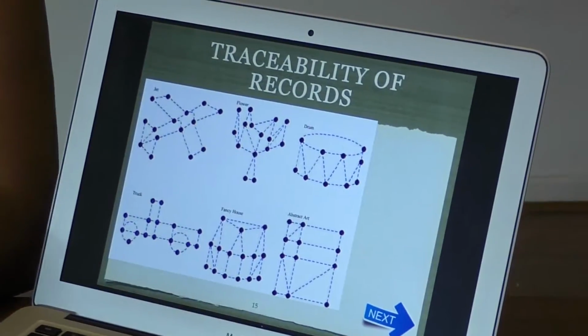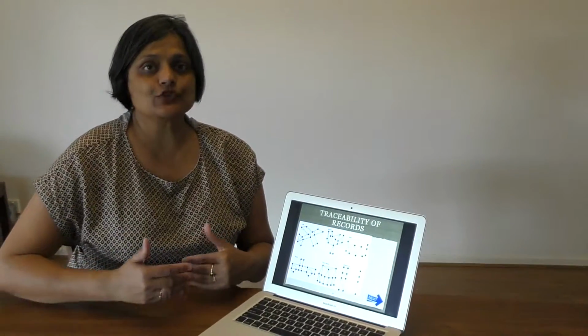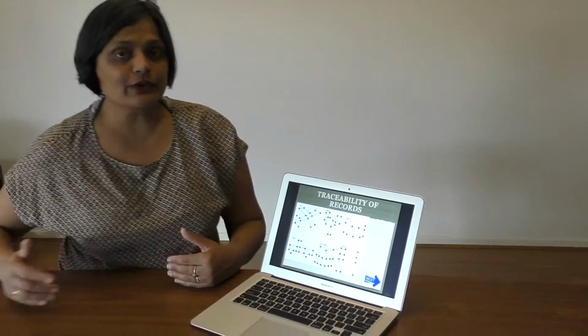Traceability of records means joining every dot. By this time you know that there are plenty of documents, so it is very important to make connections between documents and keep them traceable. Keep them in a safe record filing manner, so whenever you require it in the future, you can trace it.